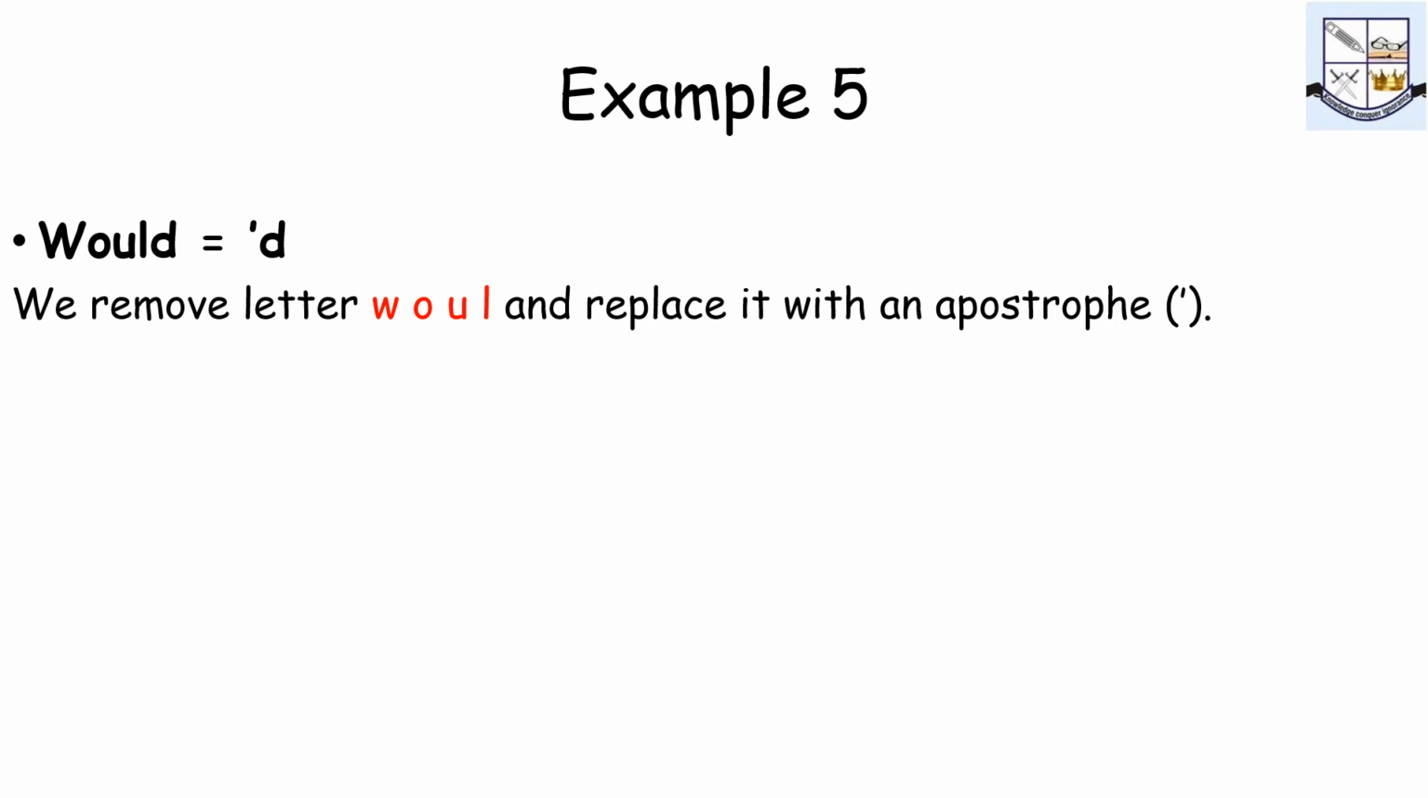Example 5. Would equals apostrophe D. That is, when would is contracted, it gives us apostrophe D. We remove letters W, O, U, and L and replace them with an apostrophe. That is, we are left with letter D. So the contraction for would is apostrophe D.